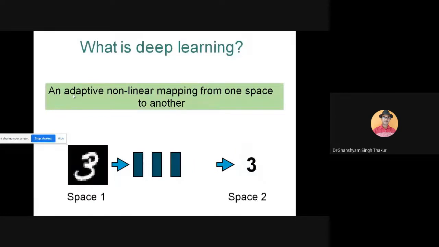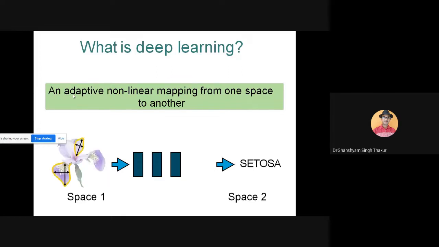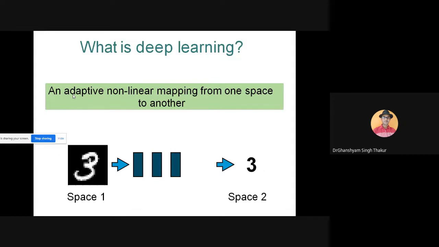For example, in space 1 you have a written character, and you have to have the output in space 2. So you have to develop the model, so you can predict the particular handwritten character. In space 1, the handwritten character you can't understand, but in space 2 you easily classify or identify the character, that is 3. So this model, the block diagram, processes the character with the different hidden layers and provides the output. So this is the basic working of the deep learning model.